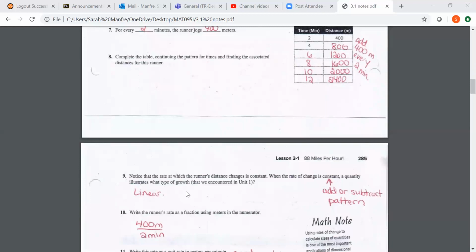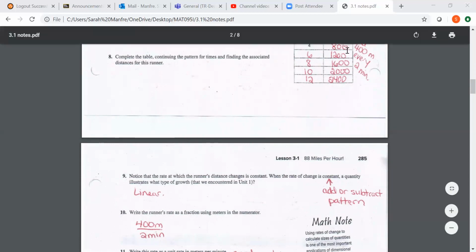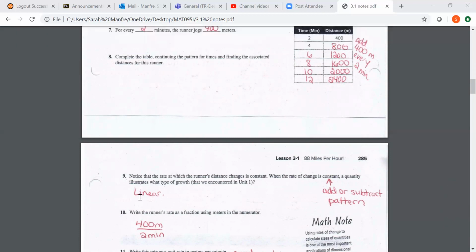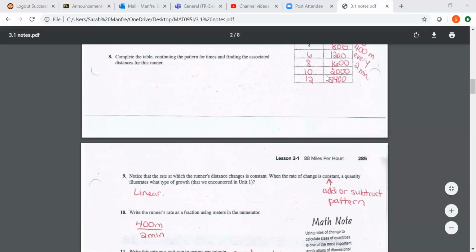Now, question number 9, it says, notice the rate at which the runner's distance changes is constant. When the rate of change is constant, a quantity illustrates what type of growth we use. So this is constant, right? It's always increasing by 400. The time was always increasing by 2, meaning that this is a linear pattern, linear growth, because we are using addition or subtraction. And this one's always addition, but this would also be linear if we were doing subtraction as well. So write the runner's rate as a fraction using meters in the numerator.